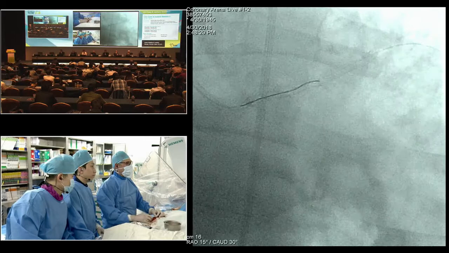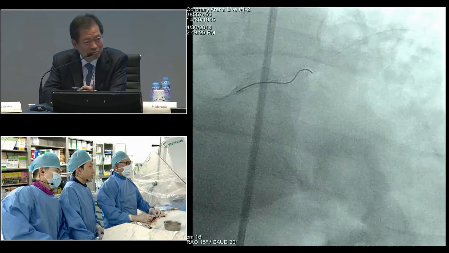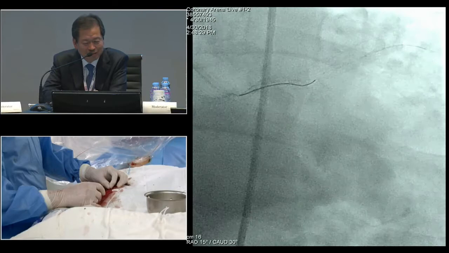I think this is a good demonstration. If you have any resistance with the balloon, the wire may have gone to the outside of the stent. That's why Dr. Lefèvre removes the original wire and tries again. Exactly.